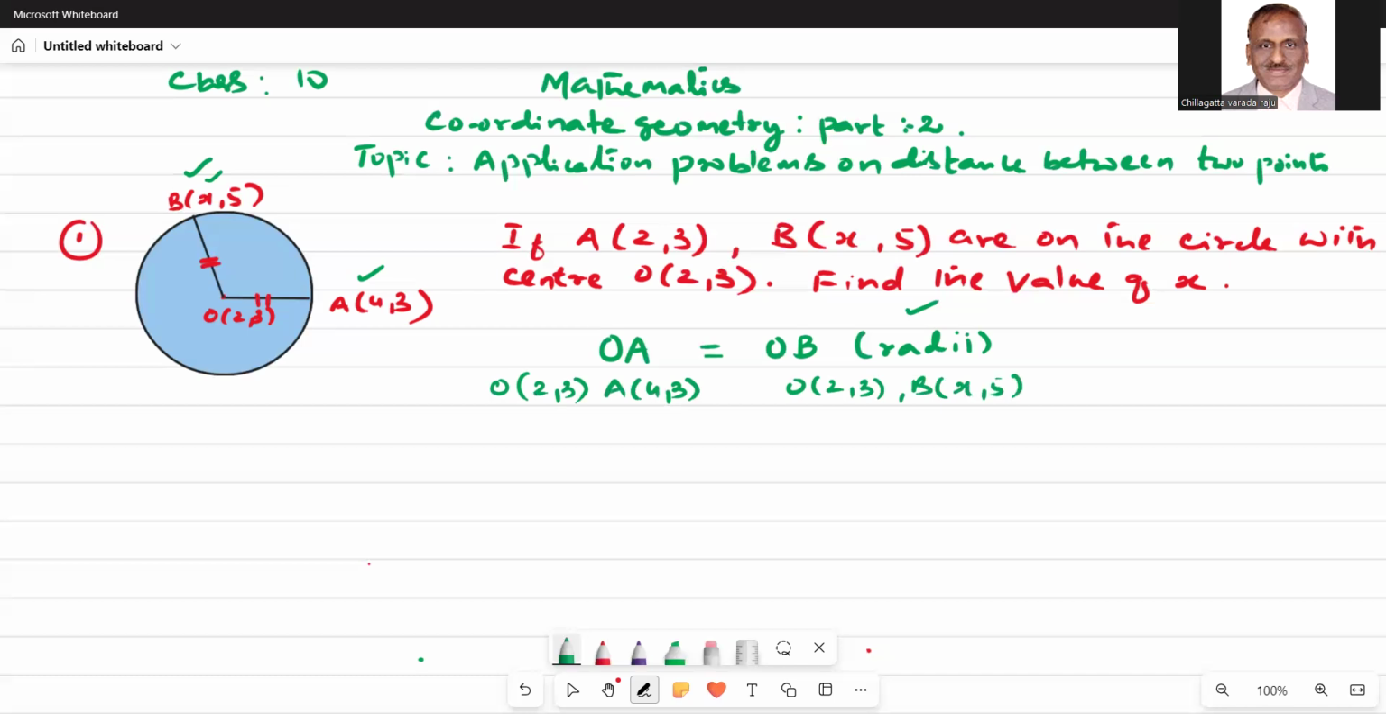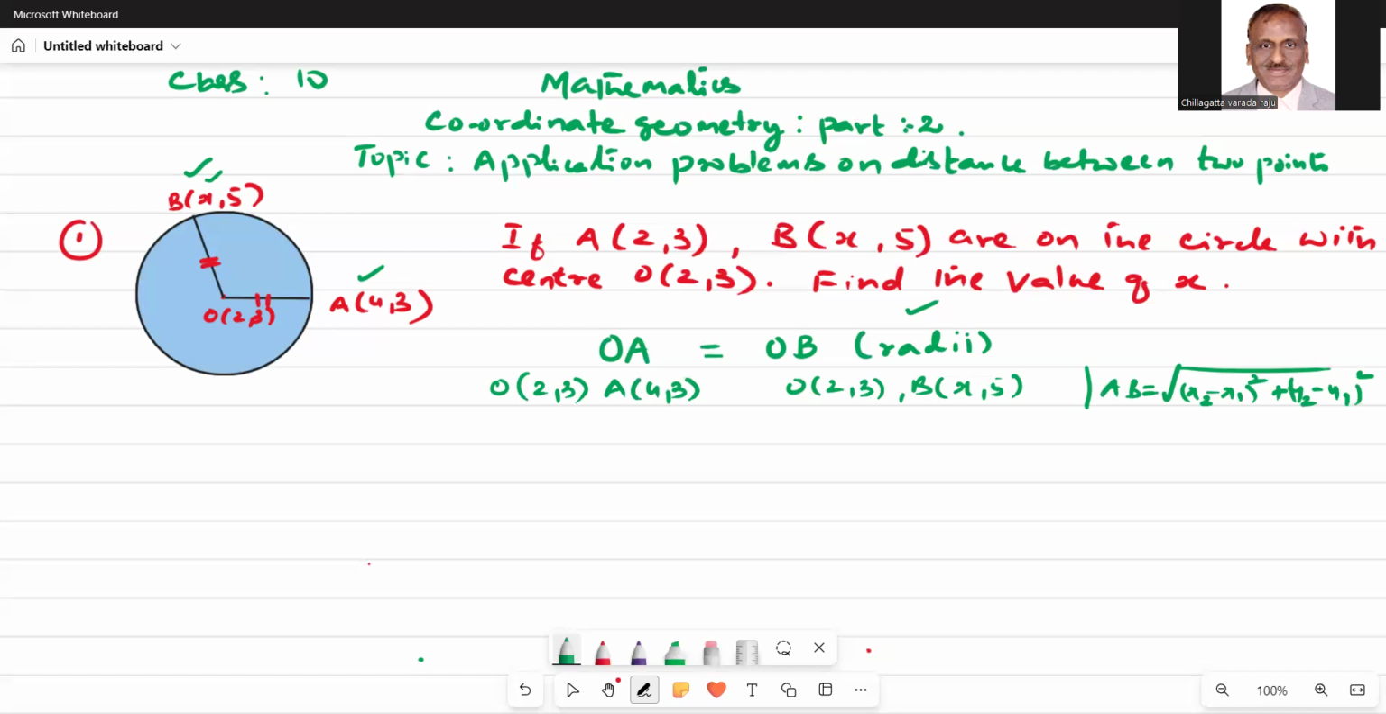For both, I'll be using the distance between 2 points formula. So what is the distance formula you'll be using? Root of (x2 minus x1) whole square plus (y2 minus y1) whole square. If A and B are the 2 points, the distance between A and B is given by root of (x2 minus x1) whole square plus (y2 minus y1) whole square. That is, under root, the difference of x coordinates whole square plus the difference of y coordinates whole square.